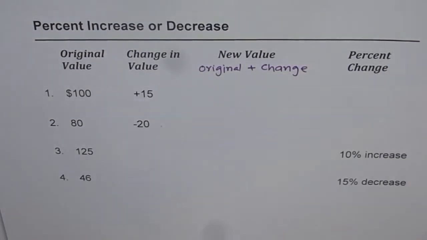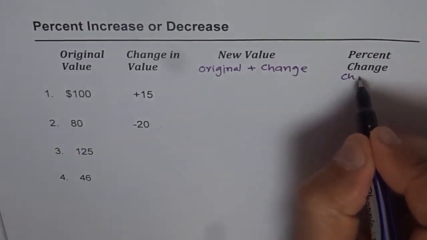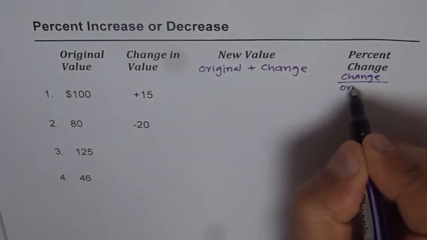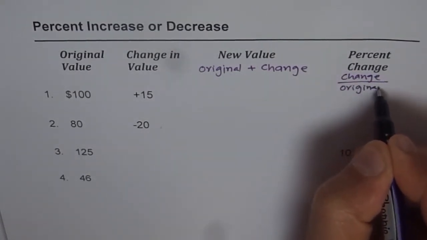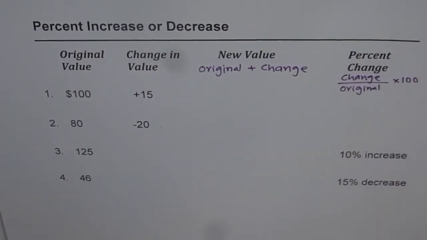How about percent change? Percent change is change from original, right? So it is change over original times 100. So that is how percent change is related, correct? So what you can do is, you can copy these values, pause the video, apply these rules and fill up all the values and then check with our answer. That is a good way of understanding how to do such problems.